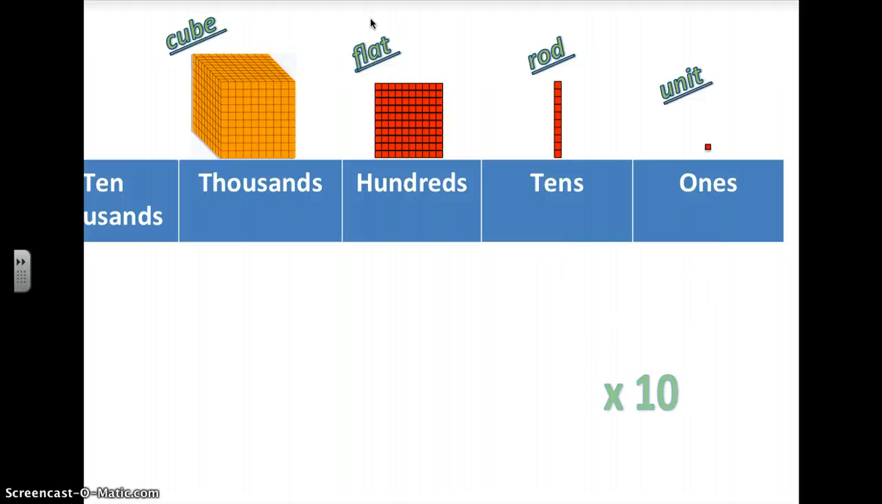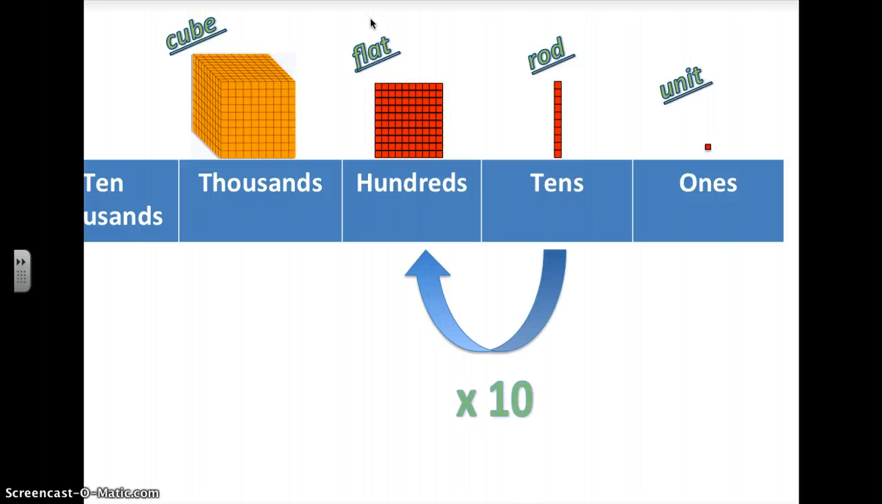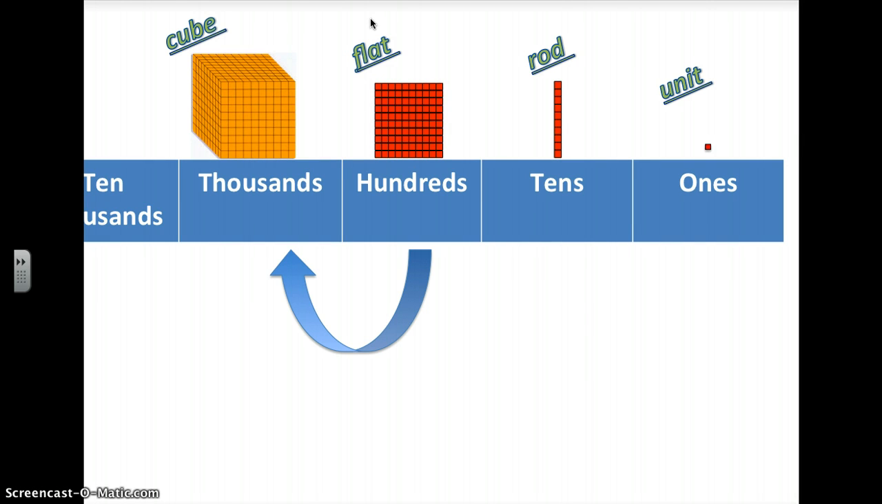Similarly, if we're moving from the tens place to the hundreds place, how many rods does it take to get a flat? Precisely, 10 rods, 1 flat. 10 rods is 1 flat. So we'd have to multiply by 10 to travel from the tens place to the hundreds place. Same goes from hundreds to thousands. It would take 10 flats to get us a cube. So again, we're multiplying by 10.